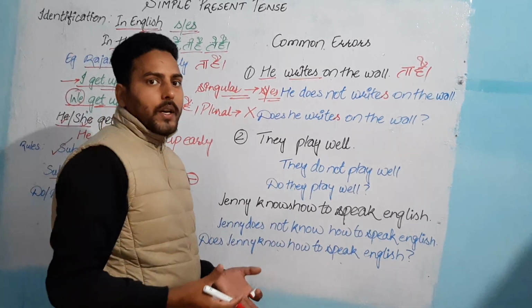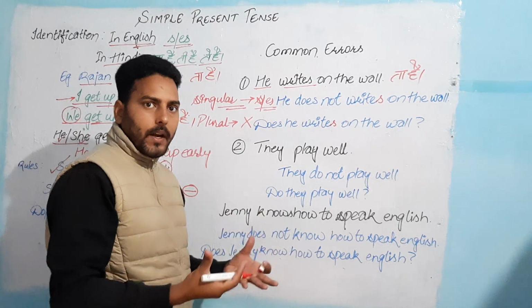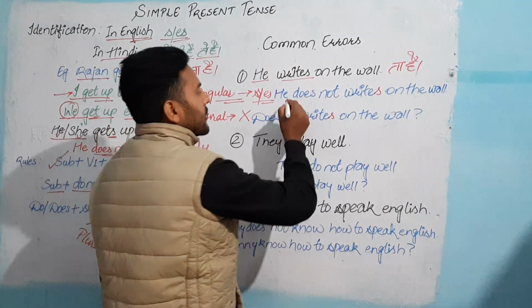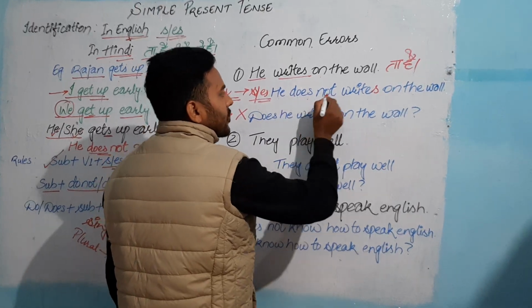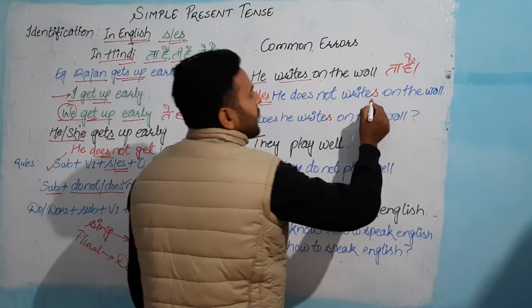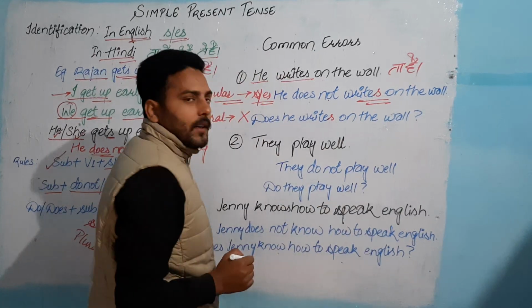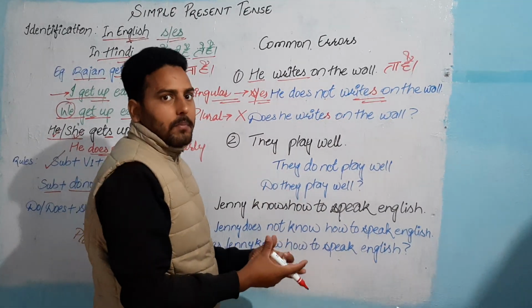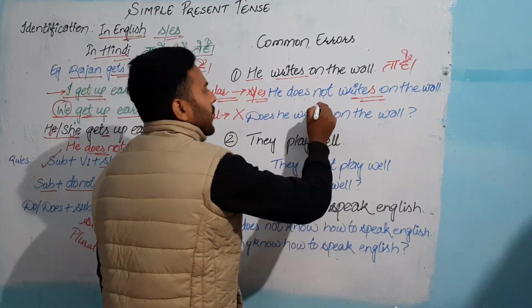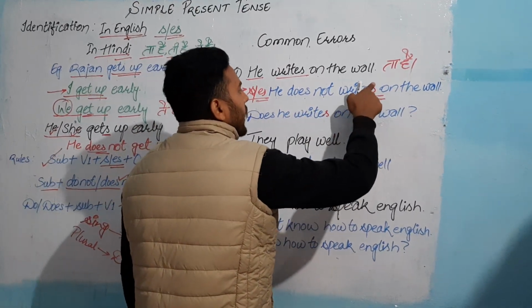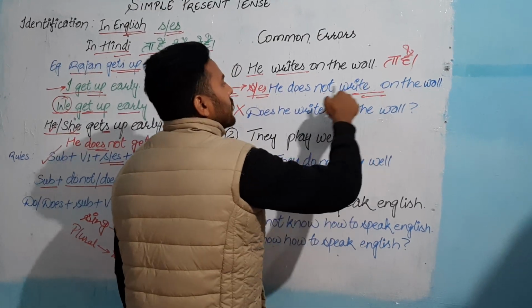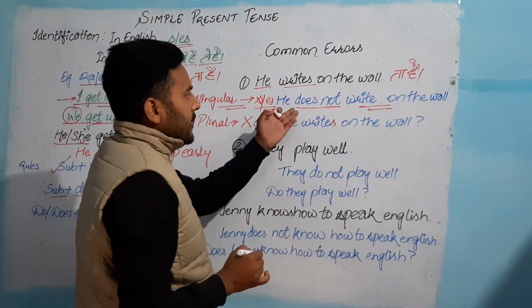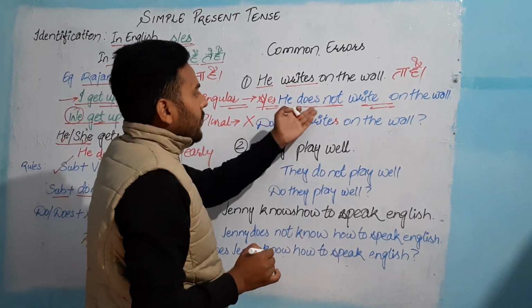But maximum students, when they speak or when they write, make one common mistake. What is the common mistake? Look at here. He does not. What they usually do is they simply add the s. So my dear students, what I want to tell you is, you no need to add s when you are writing the does not, according to the rule.